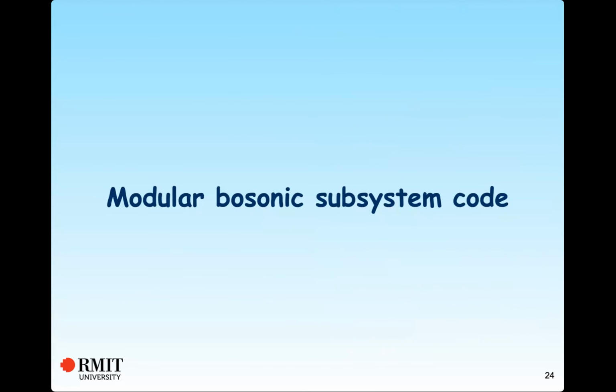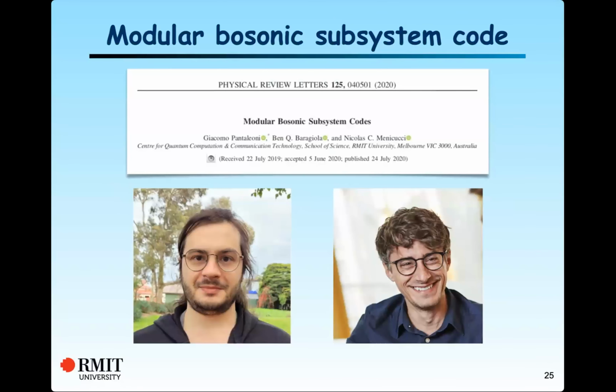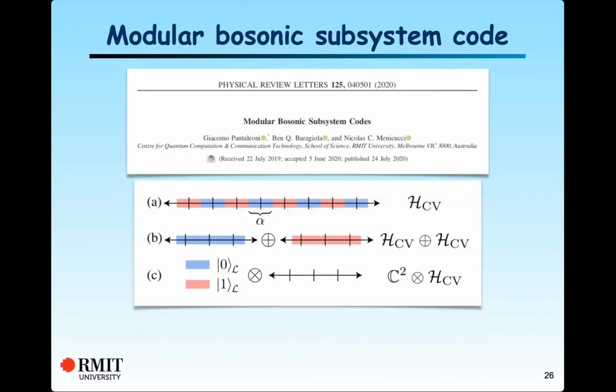Enter the modular bosonic subsystem code. This is not the only one I'm going to talk about today, but I believe this is the first one that ever came out for this code. So this is by Ben, myself, and first author, Giacomo Pantaleoni. Giacomo is finishing up a postdoc at the University of Sydney soon, and he's on the market. So if you like what you see here, get in contact with me. He's quite brilliant. Anyway, let's get on to it.